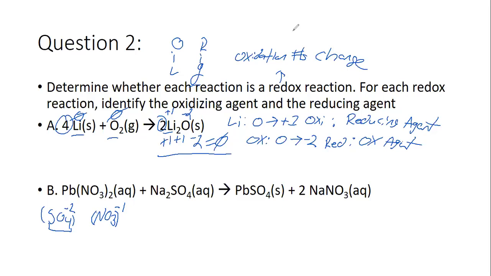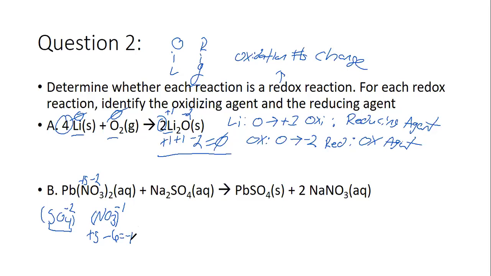So let's start with lead nitrate, right? So we have NO3. Oxygen in a compound is going to be -2. And we have three of these. So overall, oxygen has a -6 charge with all three oxygens. NO3 itself is a polyatomic ion, and the charge of that ion is -1. Therefore, nitrogen has to be a +5, because +5 - 6 = -1, right? So in NO3, nitrogen is +5 and each oxygen is -2.